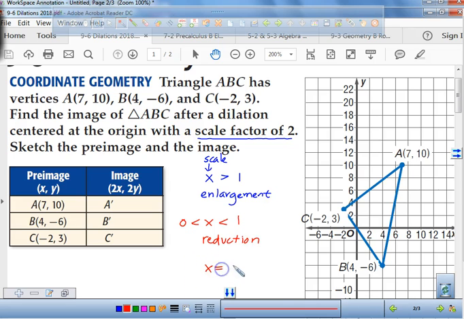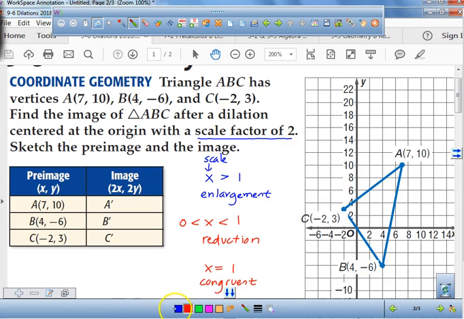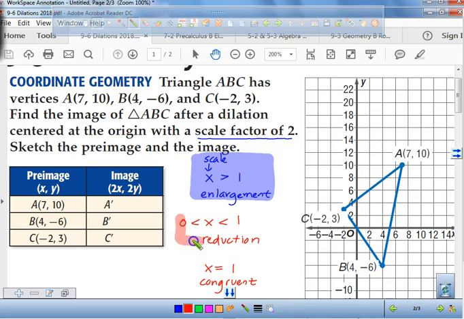If x is equal to 1, if the scale factor is equal to 1, that means it doesn't change its size. That would be called a congruent transformation. Congruent meaning it does not change its size nor its shape. So what are the three different types of dilations? One is called an enlargement, one a reduction, and the last one, if x is equal to 1, doesn't change its size at all. Now, this one we have a scale factor of 2.